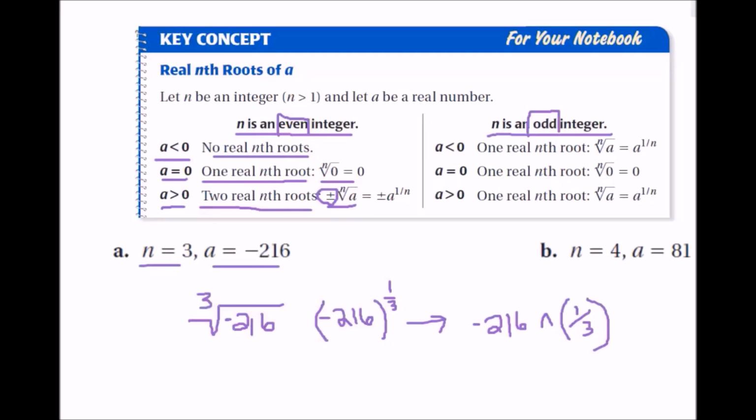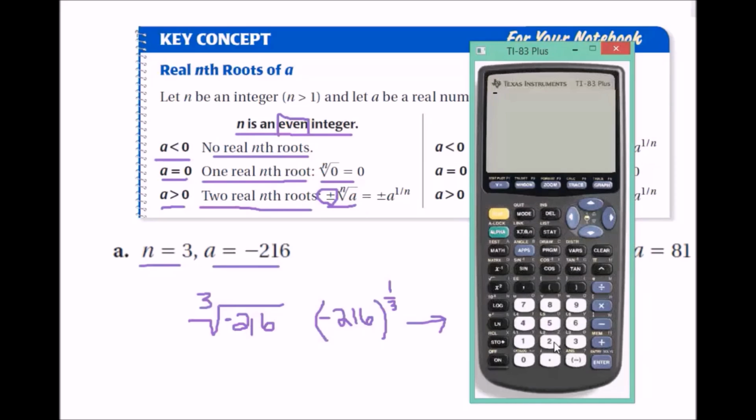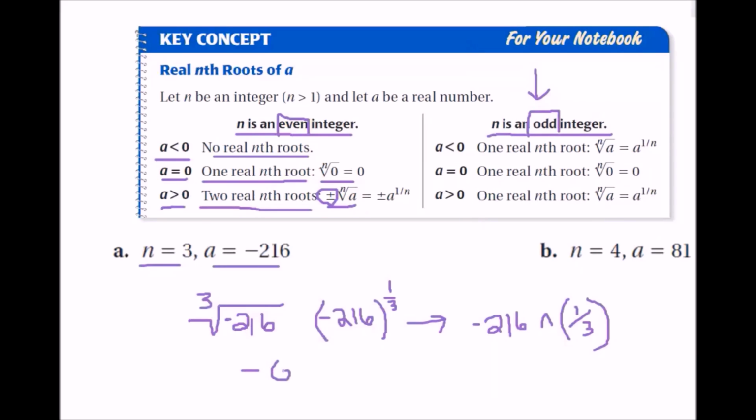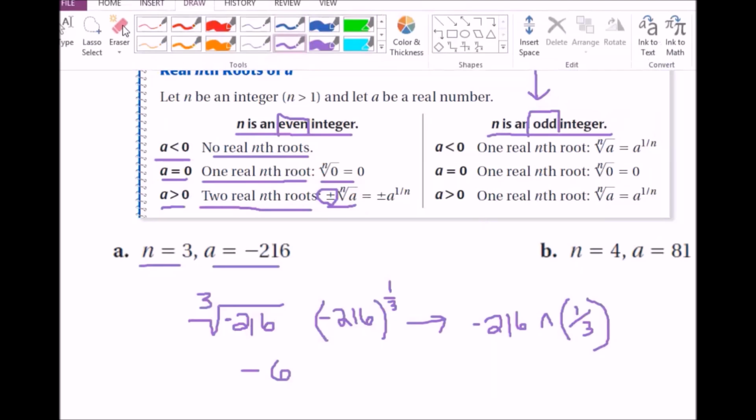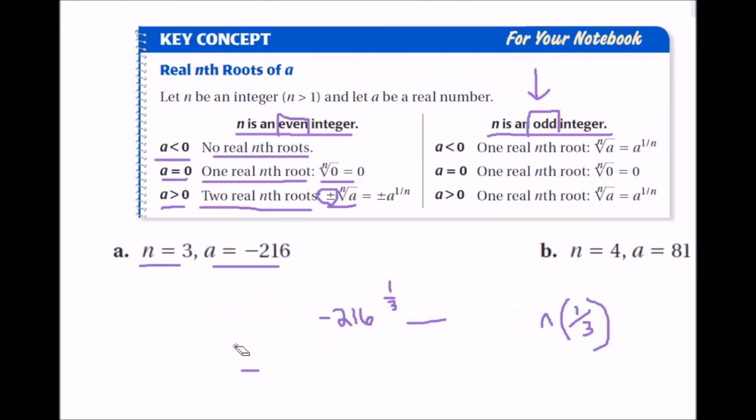Now, looking at the table, we know n is odd, so we're going to look here. a is less than 0. We're going to have one real nth root. And to find that, if you know what it is, that's fine. Or you can plug it into your calculator. You can plug this in as negative 216 to the 1/3. And you know the answer is negative 6. Okay, I'm going to erase this and solve the second one.